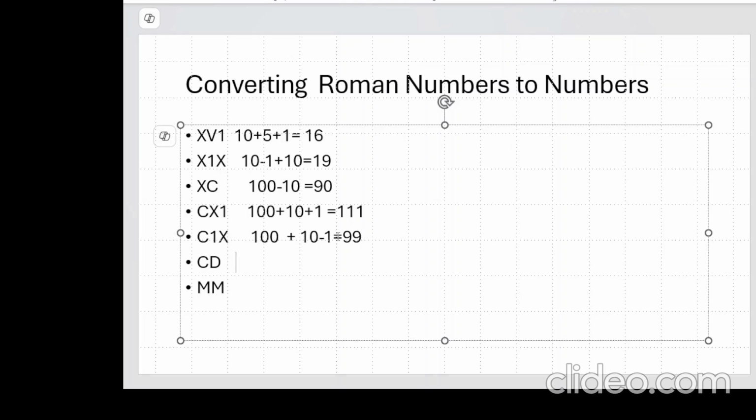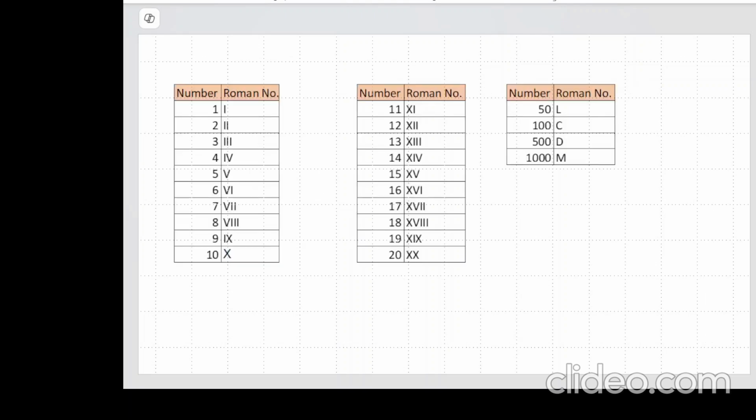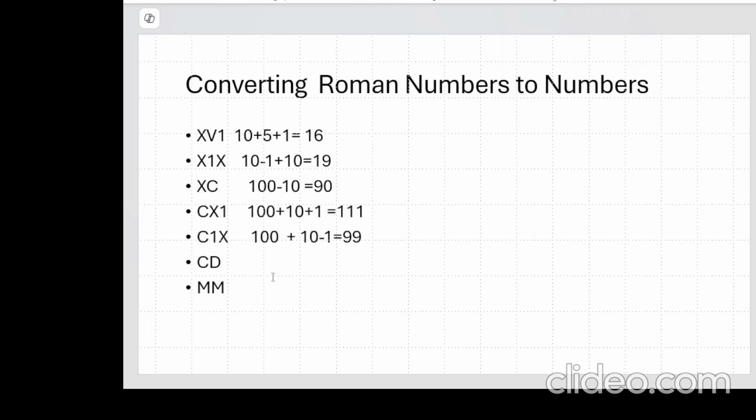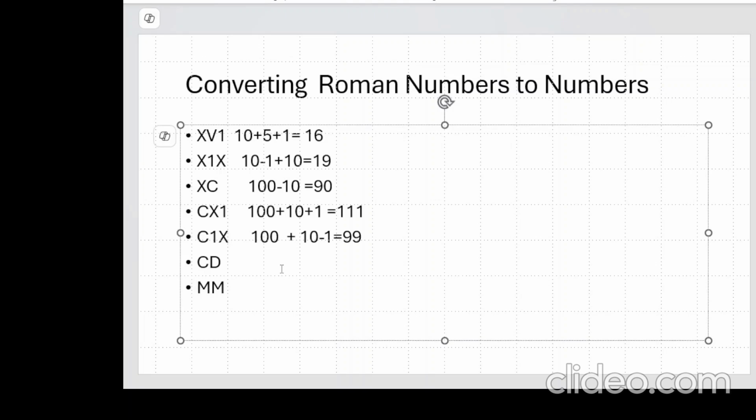Now CD. Children, any guesses on CD? As per the table, we know D is 500 and C is 100. So 500 minus, considering C is a smaller value than D, so we need to deduct 100. So I'll be getting it as 400.